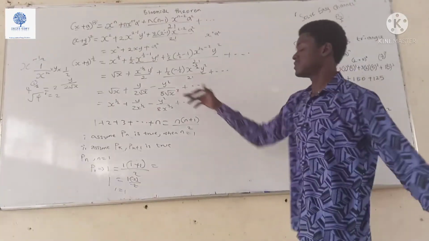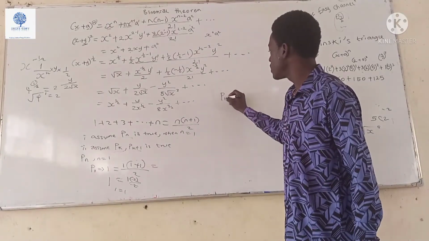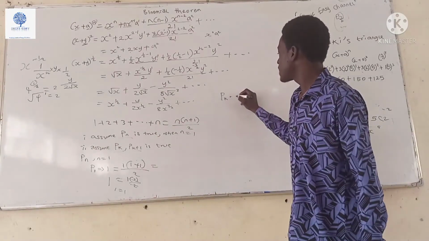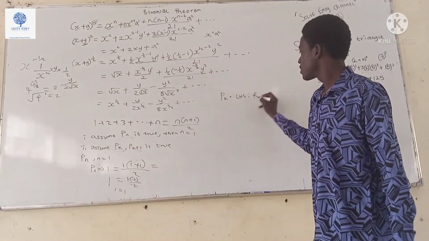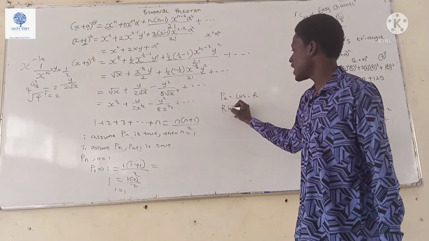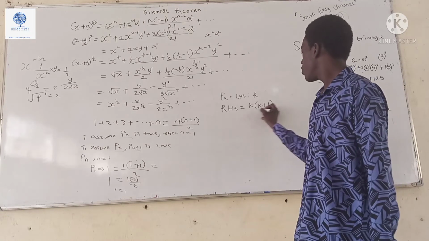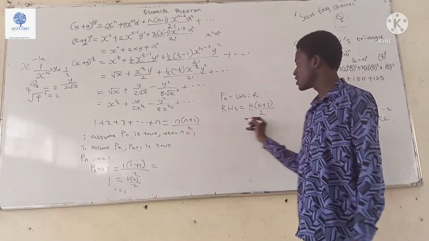You just listen to me. So now we also have P of k is true. For P of k, it means wherever there is a variable n, you put k. Our left hand side tells us k, while our right hand side tells us k into k plus 1 all over 2. Right? We change n to k.